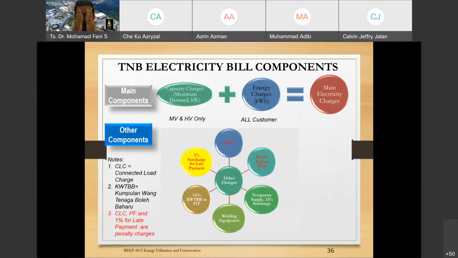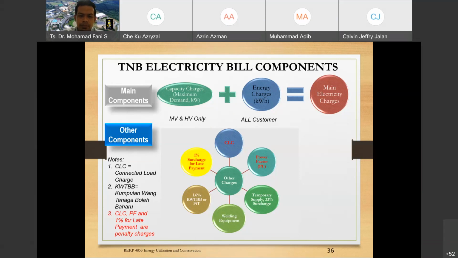So for today's class, we are going to understand the TNB electricity bill components, especially for commercial and industrial consumers. Most of us will work in commercial or industrial buildings later on. So you should understand the components of the electricity bill, instead of only the energy in kilowatt hour. There are other considerations for the tariff charge.